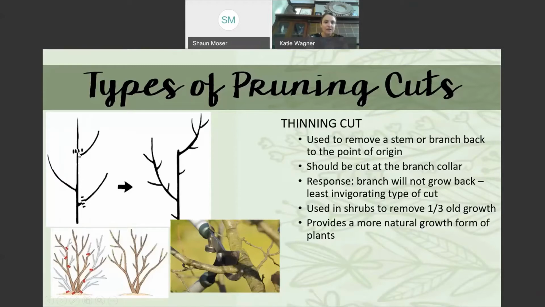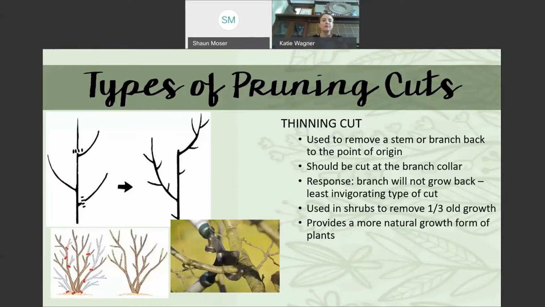We don't tend to get a flush of growth right below that cut like we got with the heading cut. Instead, the growth is going to be thrown to the growth that is associated with what is just below it and moving up into this branch that already exists, okay? So the response is that the branch will not grow back. And so it's the least invigorating type of cut. It also gives a very natural appearance.